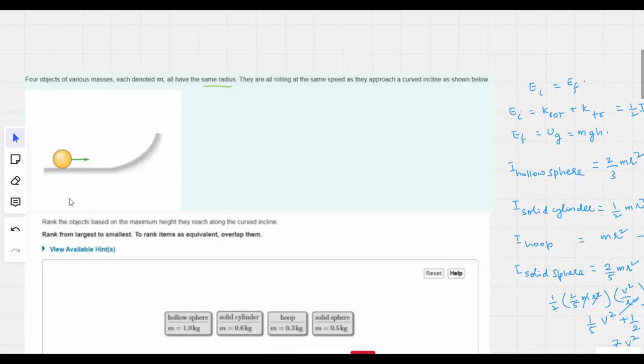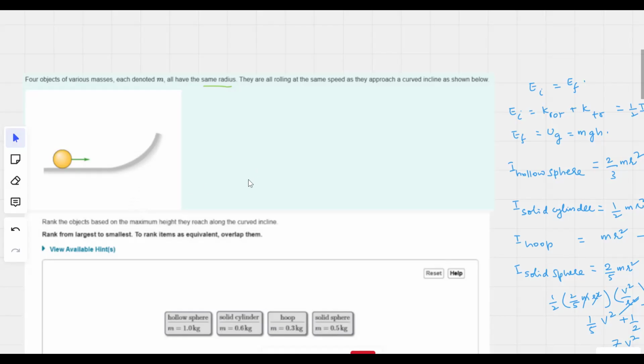So we have to rank the objects. The objects are a hollow sphere, solid cylinder, hoop, and solid sphere. And then each has a different mass. And then we have to find out which one will reach the maximum height.